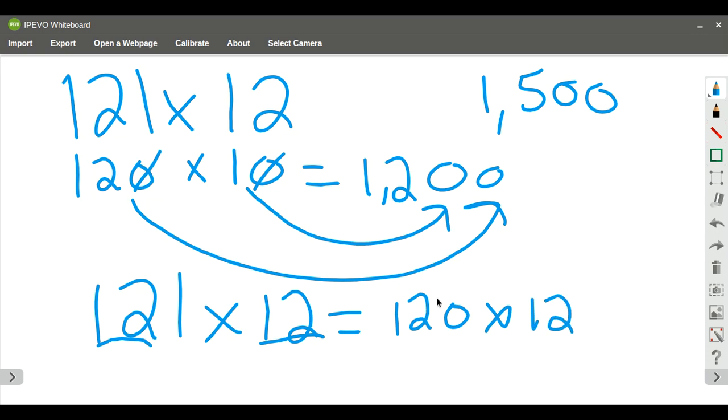So if I did 120 times 12, again, I can take off that 0, put it over on my product side, and now I have 12 times 12. Well, 12 times 12 is 144. So I have 1,440 eggs. It's a closer estimate, but it's still under what he estimated. So he is not correct.